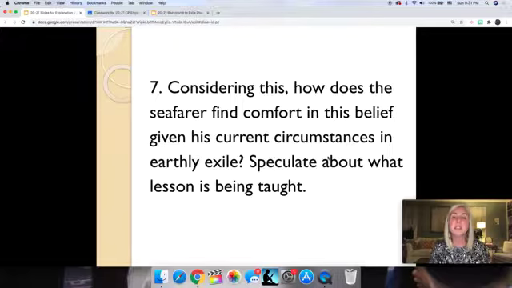All right, number 7, considering this, how does the seafarer find comfort in this belief given his current circumstances in earthly exile, and speculate about the lesson being taught? So he finds comfort in the fact that his eternal home in heaven is still secure, and that this exile on earth is just temporary and doesn't matter anyway. So the lesson is, I guess, focus on the big picture of life and seeking to be a good Christian so that you can be in heaven with God, as opposed to the only glory you ever achieve being on earth.